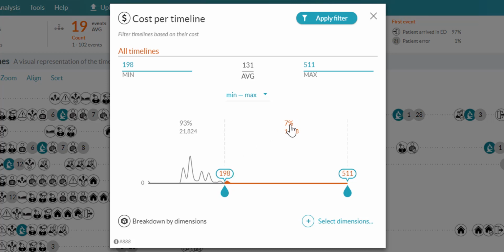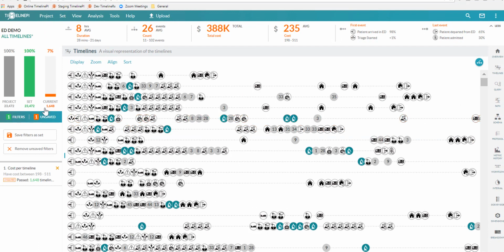Now it's only 7% of our entire population, but that's still almost 1,650 patients which have cost between $198 and $511. Now let's apply this as a filter. Now we're looking at just those 1,648 patient encounters which have cost us over $198, and now we can start to drill in and take a look at things like root cause.